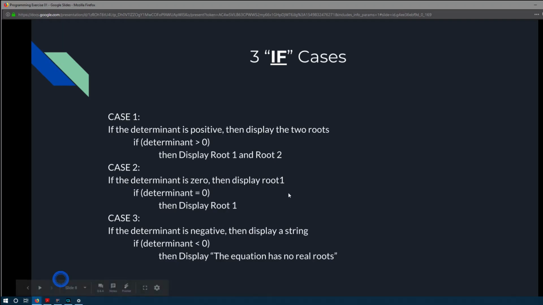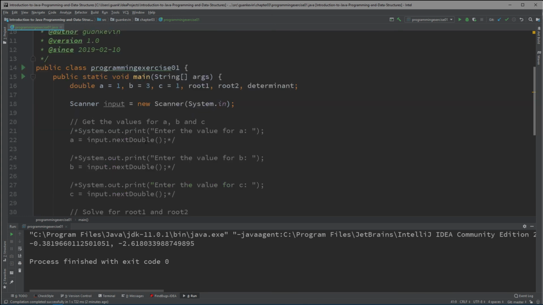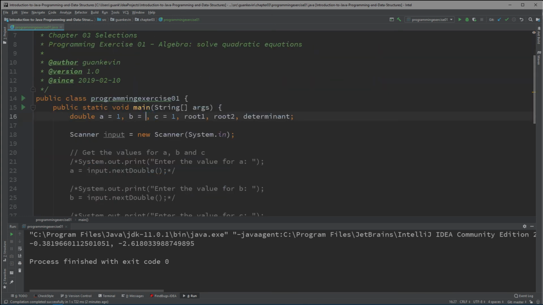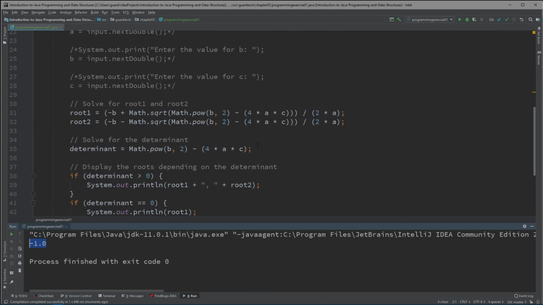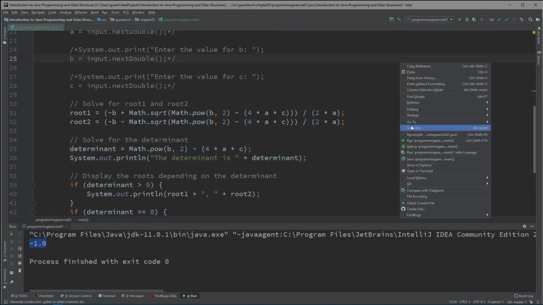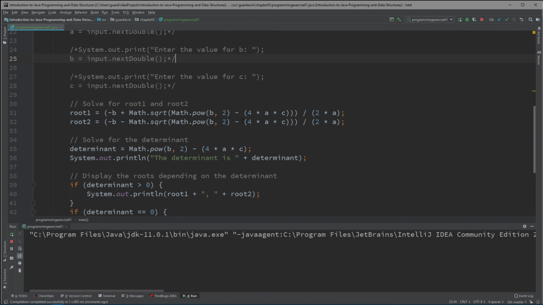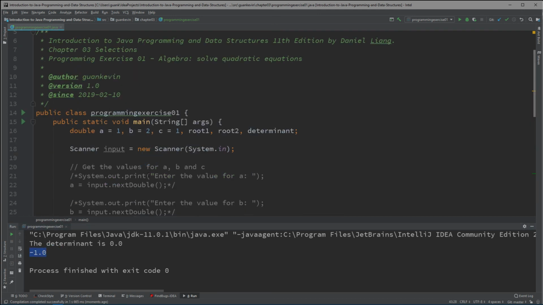What about another one where we have B, 1, 2, and 1? So we'll just plug in right here, 1, 2, and 1. And when we run that, how many roots do we see? Well, we only see 1 root. Let's find out why. System.out.print the determinant is determinant. So we run that again. And we find out that determinant is 0. So if determinant equals 0, display only 1 root, and it did exactly that.